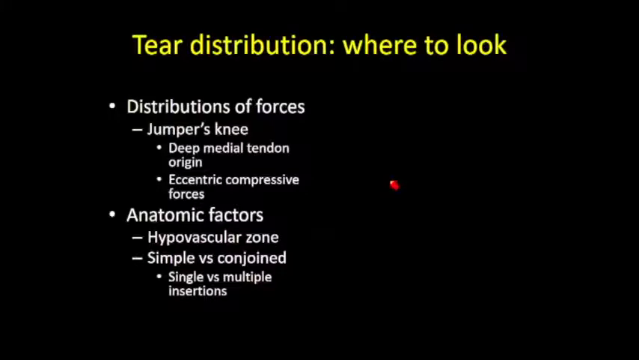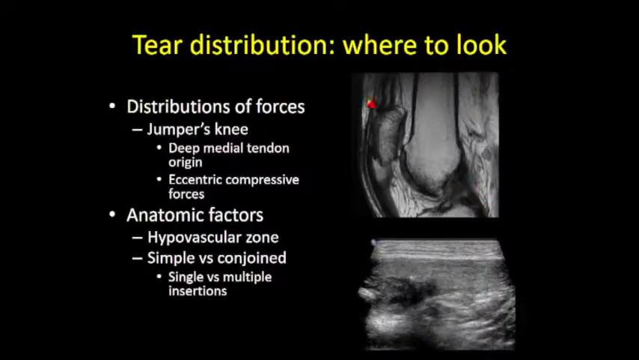The distribution of the tear, or where to look at the tendon, to some extent depends on the activity, where the forces are located, as well as anatomic factors, whether there be hypovascular zones or the anatomy of the tendon itself, whether it be a simple single tendon or multiple tendons that are conjoined. So this would be an example of a jumper's knee, where the force concentration tends to be along the inferior pole of the patella, along the deep medial surface.